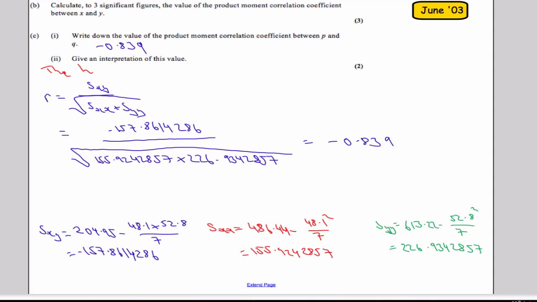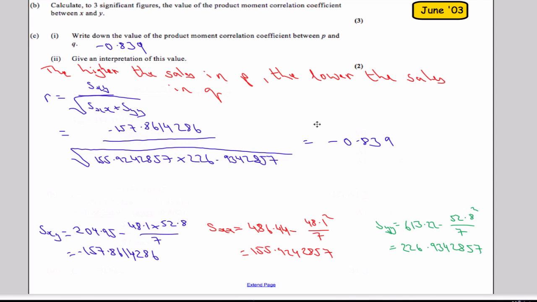The higher the sales in P, the lower the sales in Q. So if P has a good day, chances are Q will have a bad day, and vice versa. The lower the sales in Q.